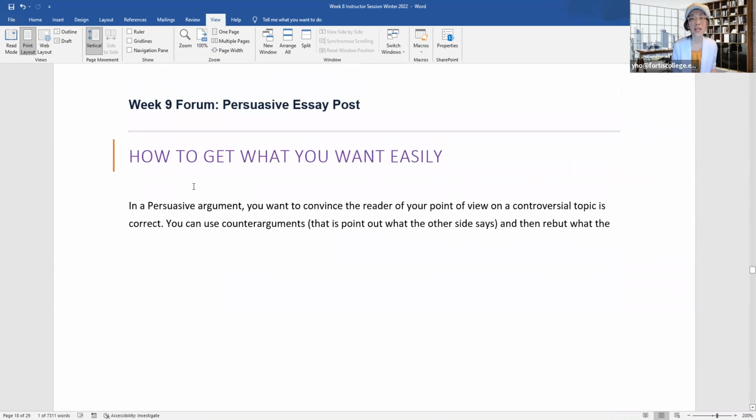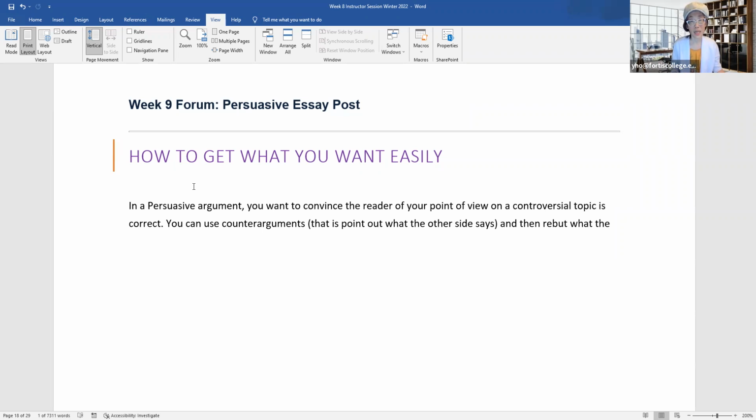Okay, and then for your week 9 persuasive essay, you're going to write a persuasive essay post where you're going to convince the reader of your point of view. So in a persuasive essay, and this is totally different from your essay 2. Remember, your essay 2 is week 7, week 8, week 11, and 12, and week 9 and 10 are totally different. And so in week 9, you're going to write a totally different essay on a totally different topic in which you've got to convince me of your point of view.